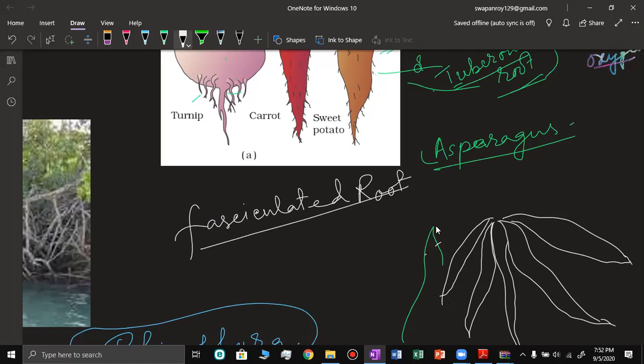Fasciculated root is nothing but a bunch of tuberous roots. Fascicle means bunch. This is found in asparagus and dahlia, that sunflower-like garden flower. Dahlia is usually planted by their roots only, root tubers.